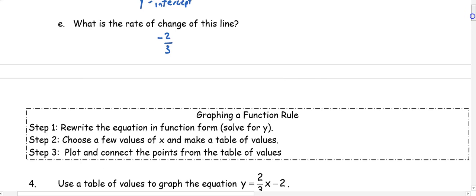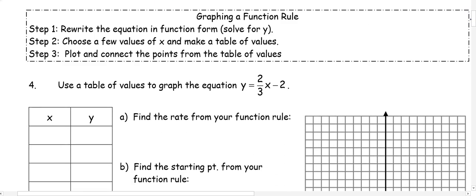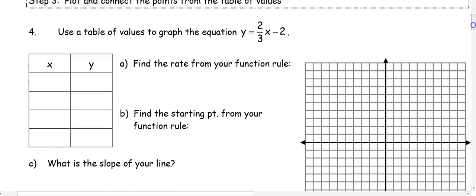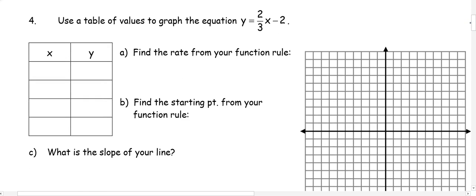So how can we graph a function rule ourselves? So the first thing we want to do is make sure that the equation is in y equals form. Then we want to choose a few values of x to make a table, and then we're going to plot those points and connect them. So the first example we have is y equals 2/3 x minus 2. When I'm picking my x coordinates, I want to be careful. Because this is a fraction, I want to look at the number in the denominator, and I want to choose multiples of that. So multiples of 3, I could have -3, 0, 3, and 6 to get my points. So I'm going to take those numbers, I'm going to put them into the equation.